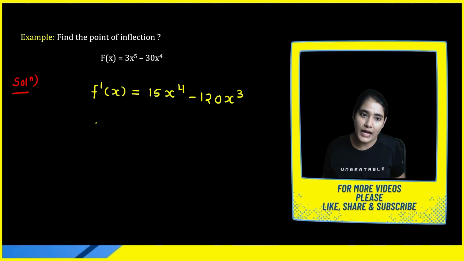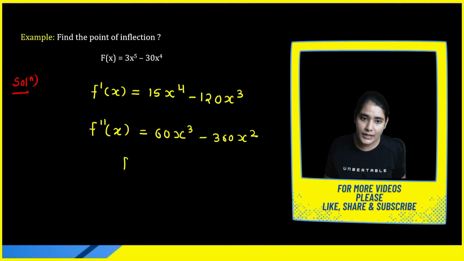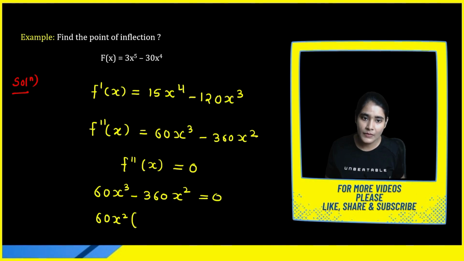Okay, now what do we have to do? We have to consider the second derivative. The second derivative is 15 into 4, so you will get 60 times x to the power 3, minus 360 times x square. If we are interested in finding the point of inflection, immediately we have to put the double derivative equal to 0. When you put the double derivative equal to 0, what will you get? We can consider 60x square as a common term. So you will get 6x minus 6 equal to 0. So you will get two values: first value x equal to 0 and second value x equal to 6.